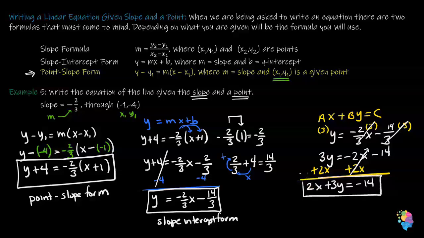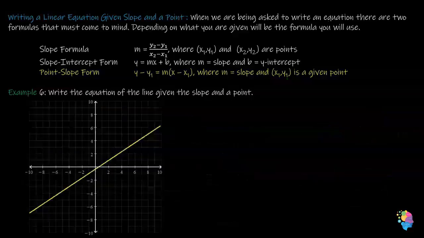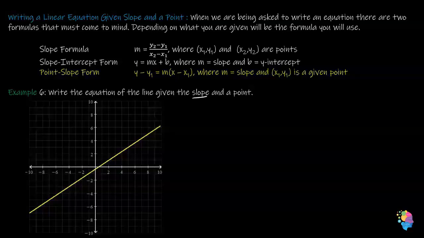This is the same equation of the line, but this one is in standard form. Let's try another example then. In the last example for this section, they're asking us to, again, write the equation of the line, and they're giving us the slope and they're giving us a point.